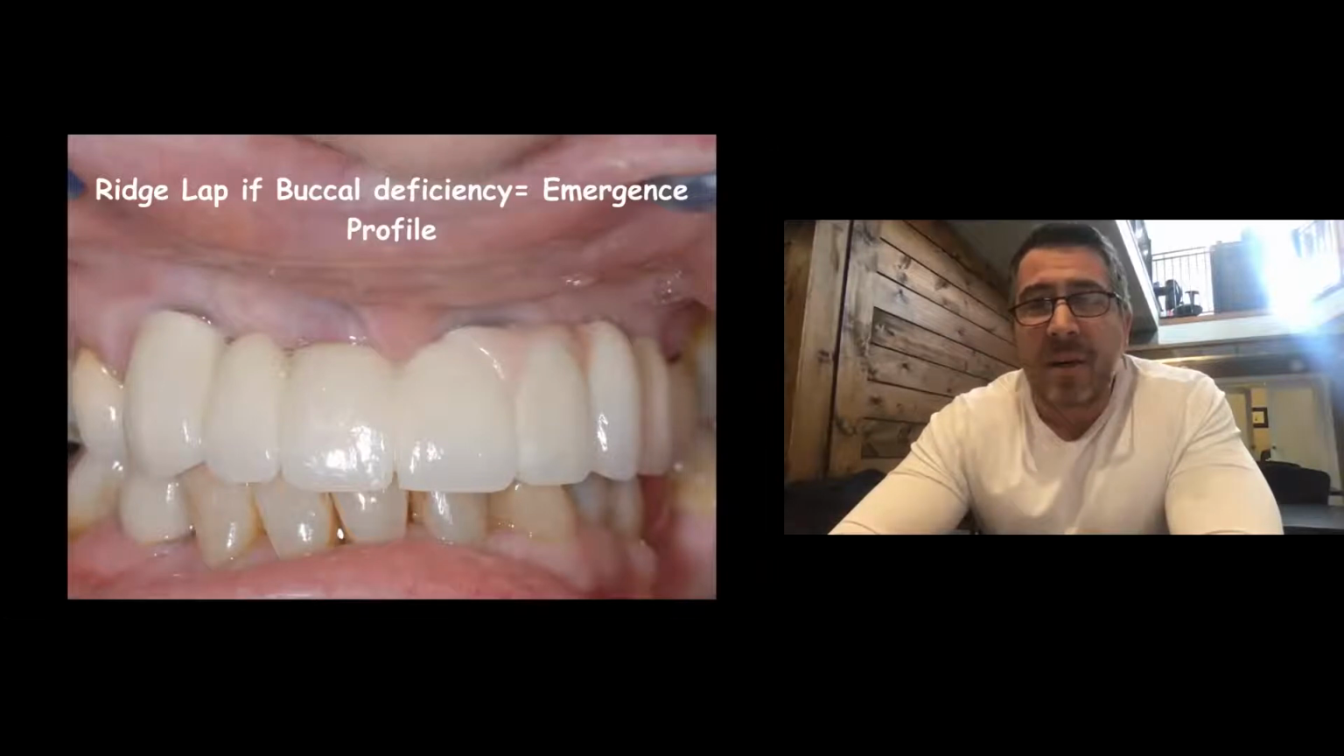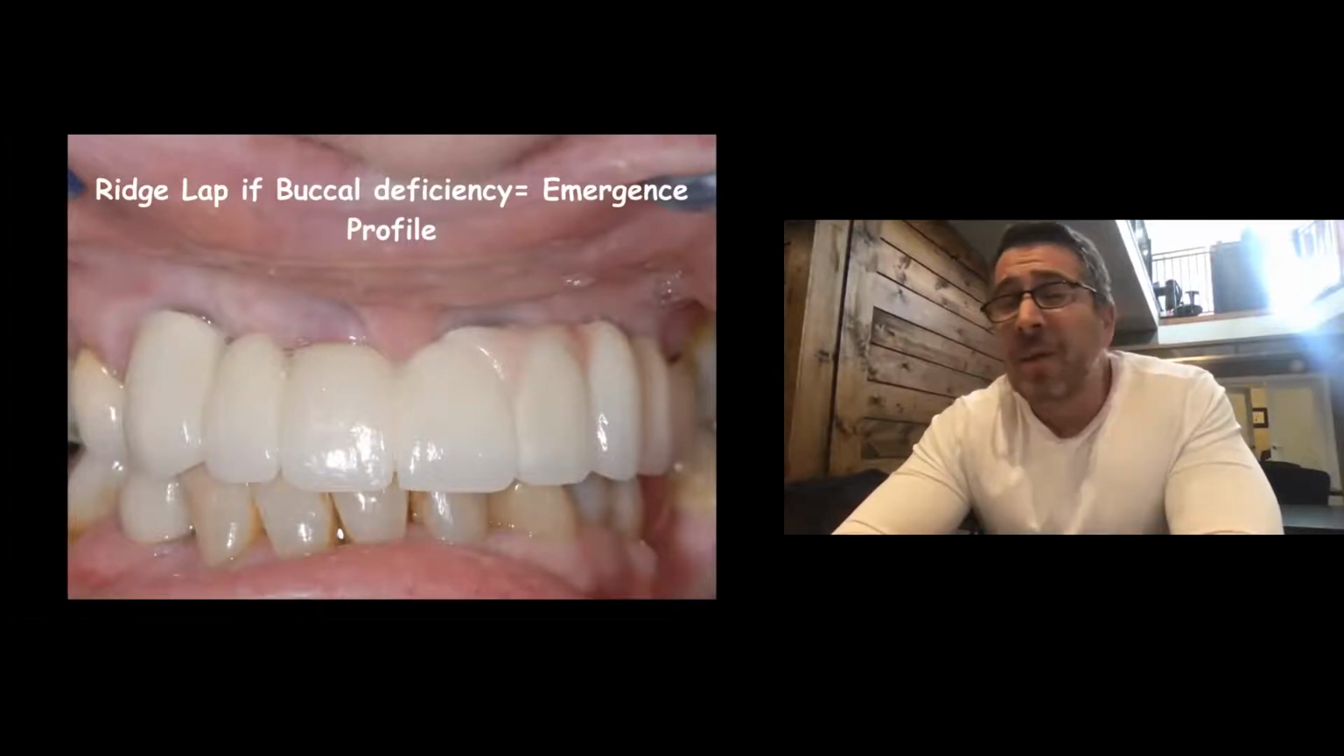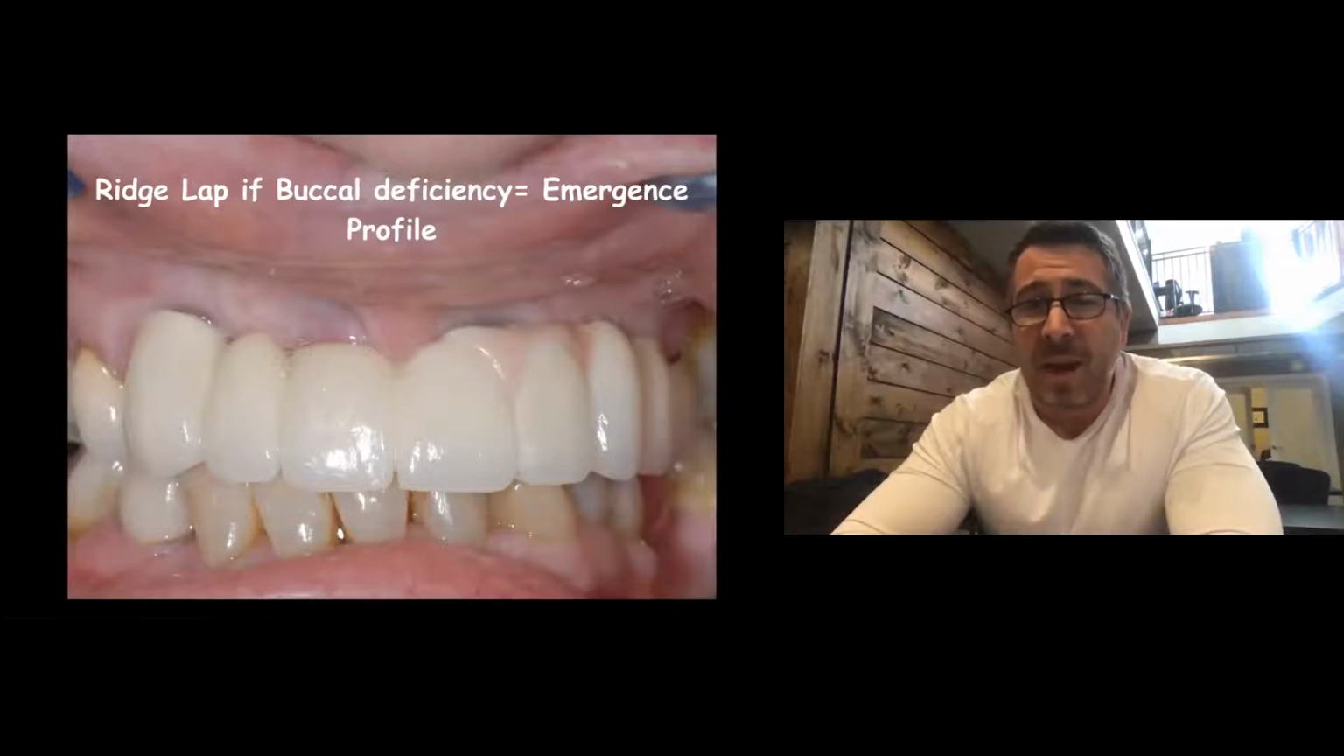So if I diagnose a case in advance, and I can know that there's going to be some ridge lapping of the bridge, just because their lip line hides it doesn't mean it's acceptable. It may not be acceptable to them, and you need to let them know that in advance so they can decide whether or not that's going to be an appropriate outcome for them.